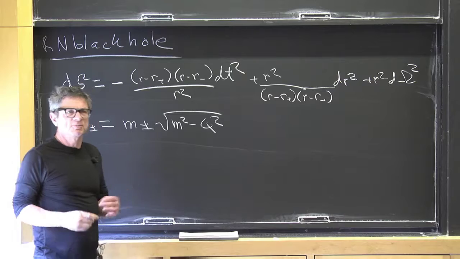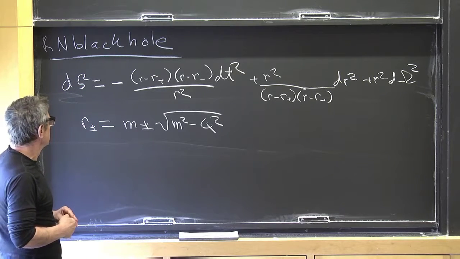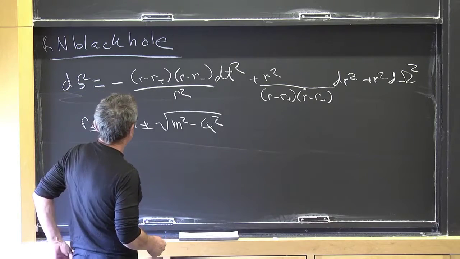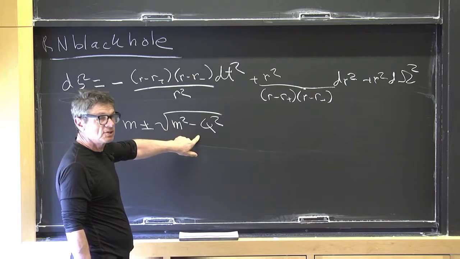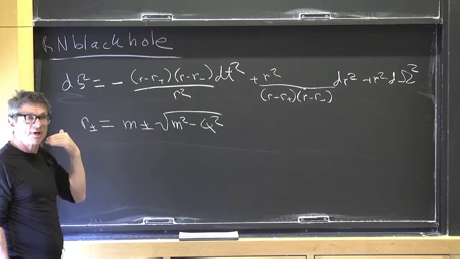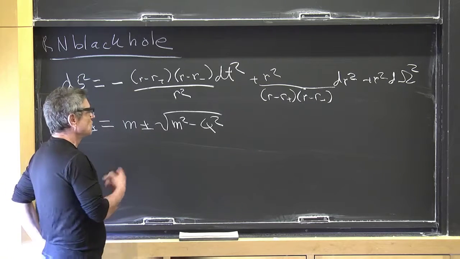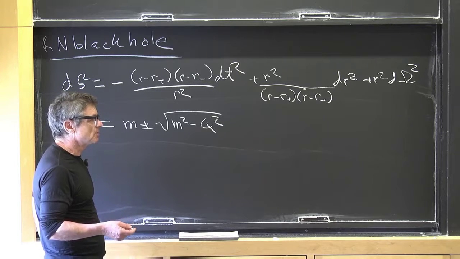So when m is much bigger than q, this looks much like an ordinary Schwarzschild black hole, but something very special happens when m is less than q. This becomes imaginary. So there aren't any horizons for any real value of the radius, and you can get all the way to the origin, where there's then a naked curvature singularity.